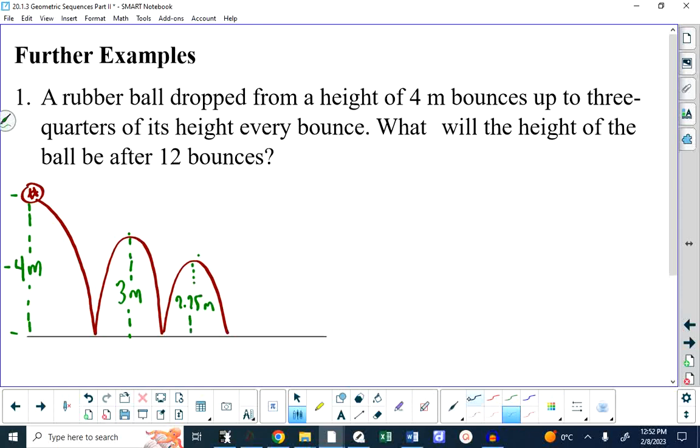And I don't think we want to necessarily continue to draw this. I'm just drawing the first couple of bounces here to give you an idea of what's going on. Is there a relationship between these numbers, 4, 3, 2.25, and the number 3/4? Yes. If you take 4 and multiply by 3/4, you get 3. If you take 3 and multiply by 3/4, you get 2.25. What I'm getting at is these numbers are forming a geometric sequence with a common ratio of 3/4.